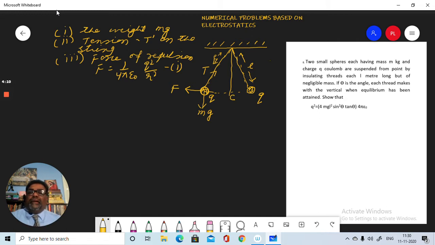In the given setup, the two points are A and B, the two balls are suspended there, and the forces we have resolved. Each is subjected to three forces: the weight mg, the tension T on the string, and the force of repulsion F, that is 1 by 4 pi epsilon naught q square by r square. Let this be your first equation.